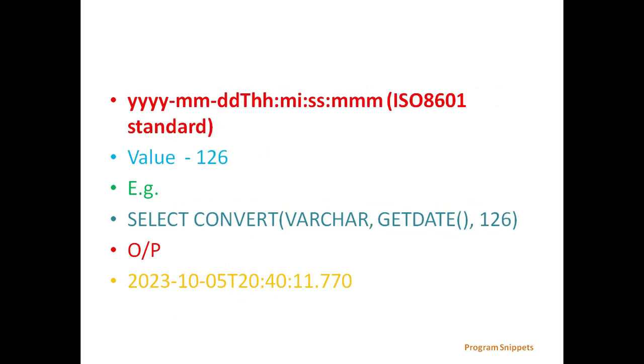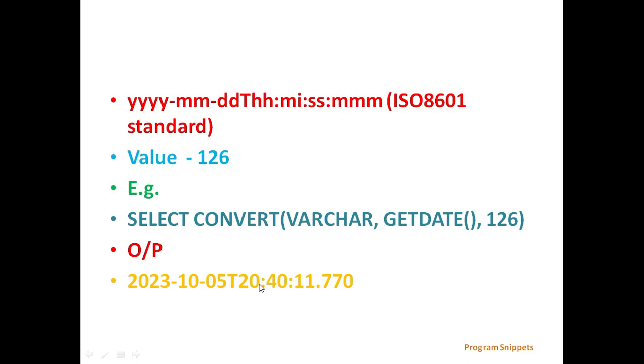Next is ISO 8601 standard. For this we will use value 126. For example, select convert varchar getDate 126 will give the output year, month, date with hours, minutes, seconds and milliseconds.